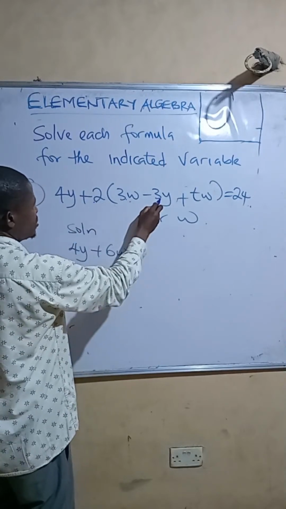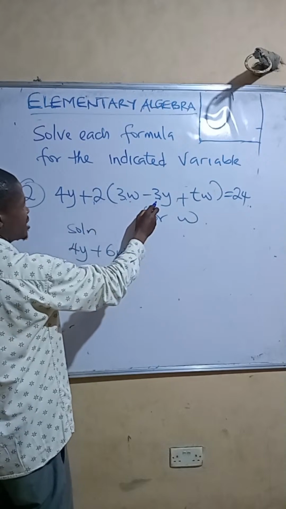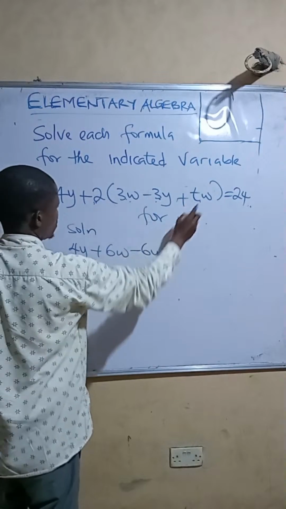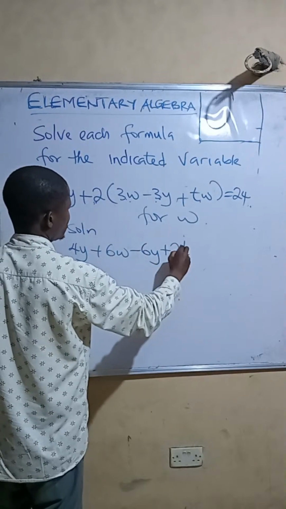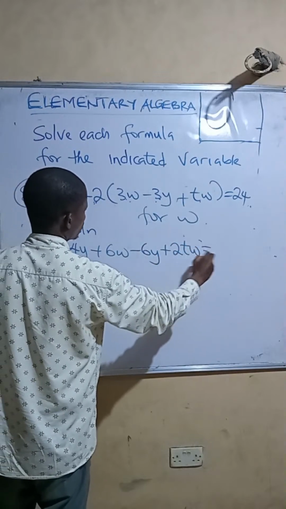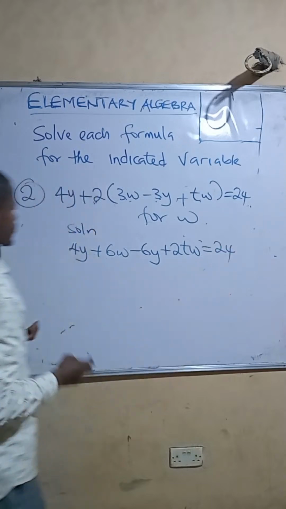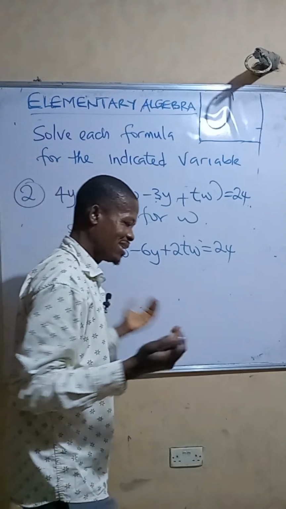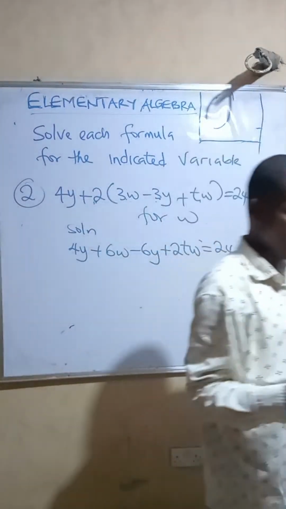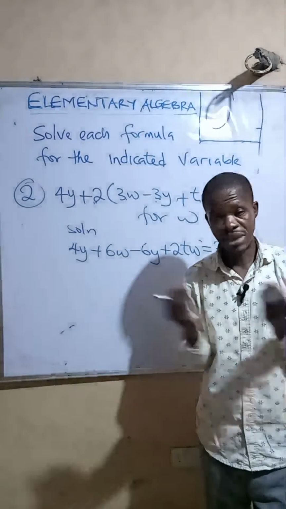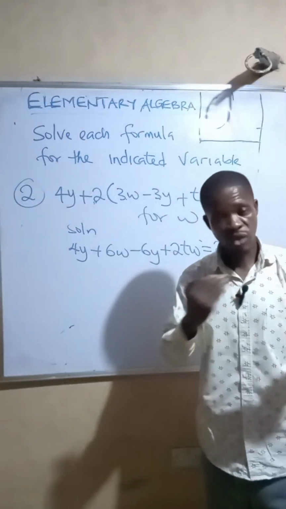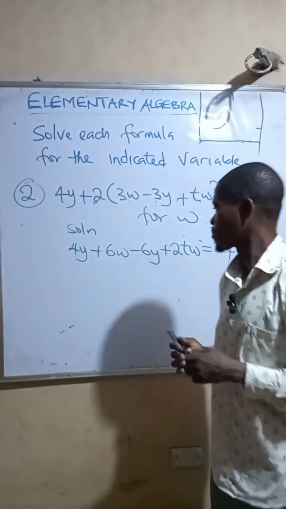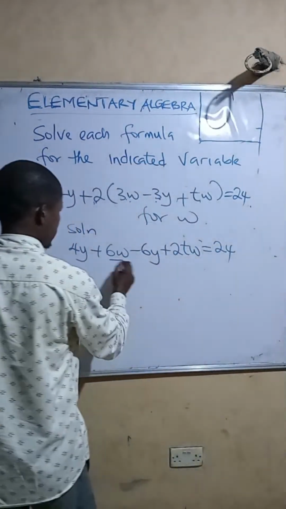This one times this one, plus 2 times a minus 3y, that's minus 6y. Plus 2 times this one, that's a plus 2tw, equal to 24. So what we are going to do now is to collate all the w together. Wherever you can find w, bring them together. So w is here. W is here.